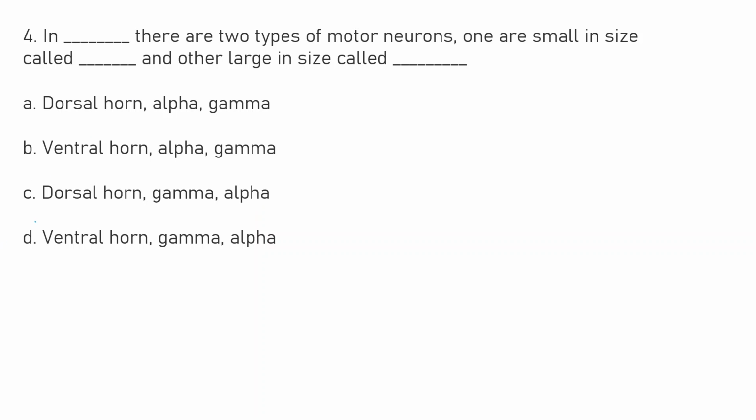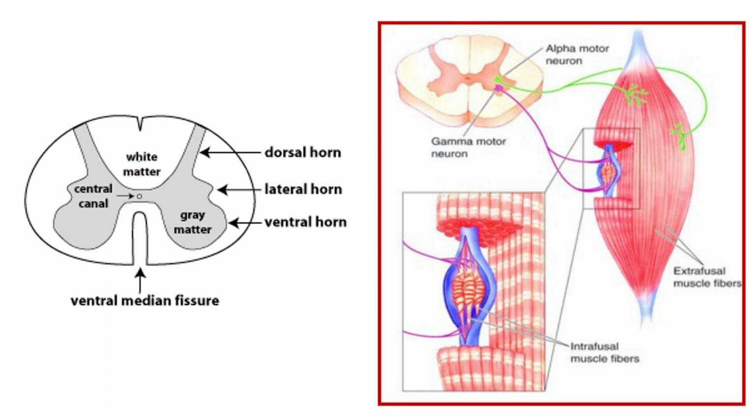So I'll answer. In the ventral horn there are two types of motor neurons, and the gamma are smaller in size and the alpha are larger in size. This ventral horn and dorsal horn are regions of spinal cord tissue. This diagram is a cross section of the spinal cord, thoracic region.